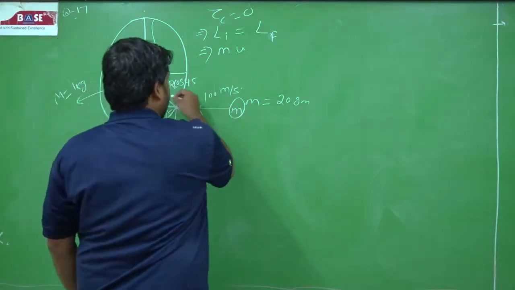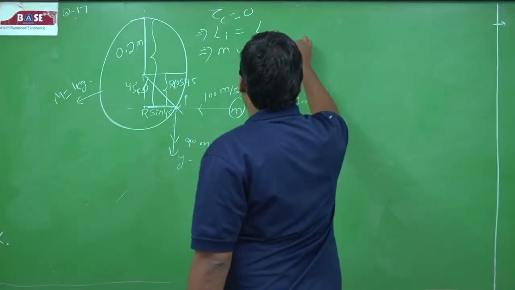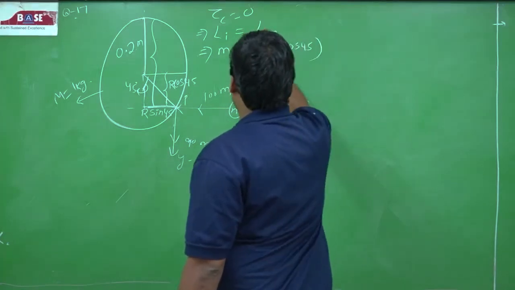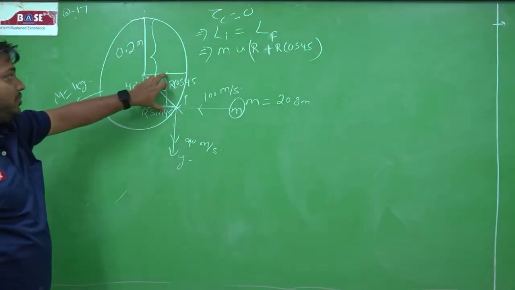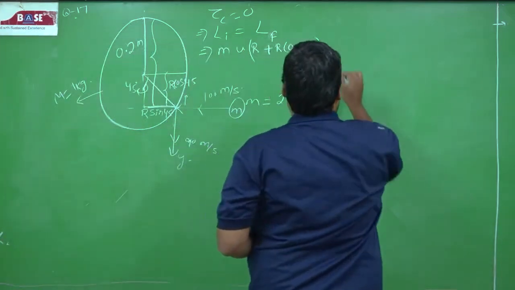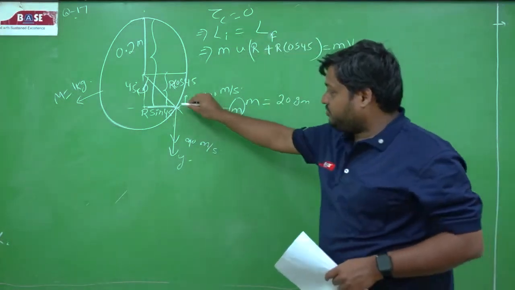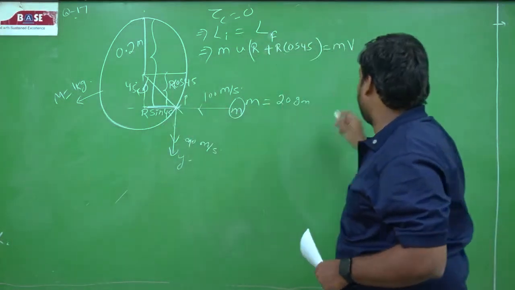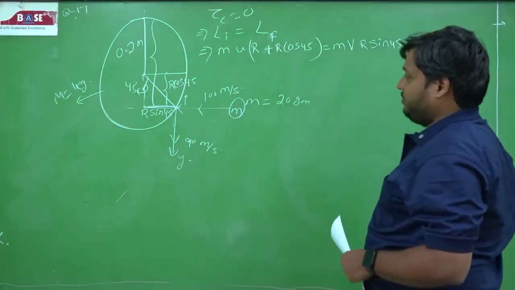Now, so I can write for the first one mu r plus r cos 45. Done, because this much angle is r and this much will be r cos 45. So total one will be mu r plus r cos 45, and the final one will be that mv only for this particle is going. So this is supposed to be the perpendicular distance. This one will be r sin 45 plus with.